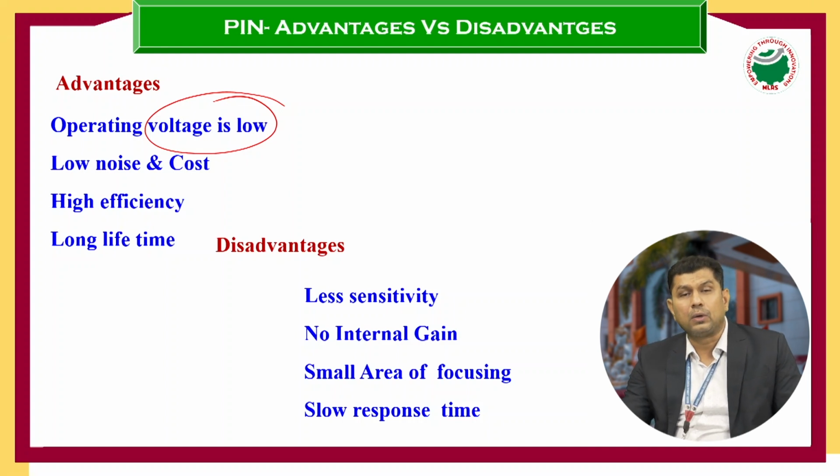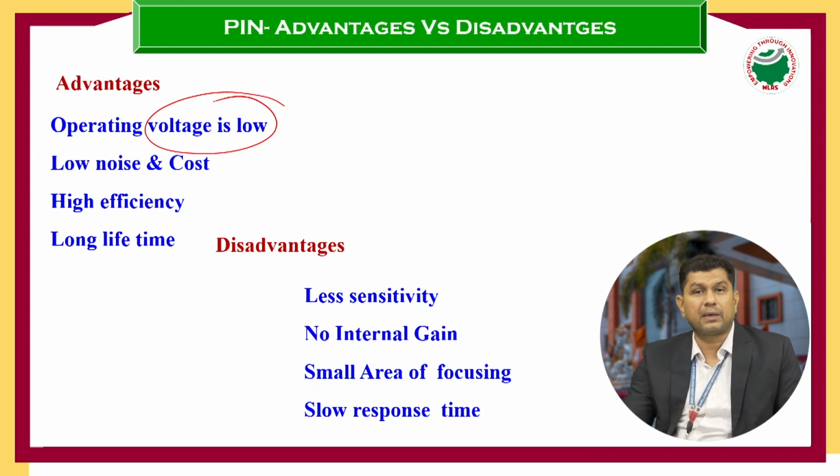When the operating voltage is low, automatically the noise is less, and the cost is also very low because this is a PN junction diode. Basically, we develop this PN junction diode based on silicon. On earth, silicon is abundant. That's why its cost is cheap.